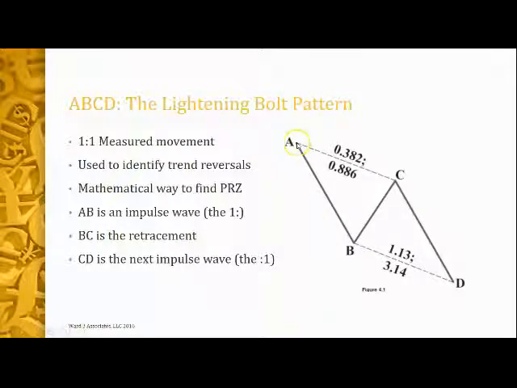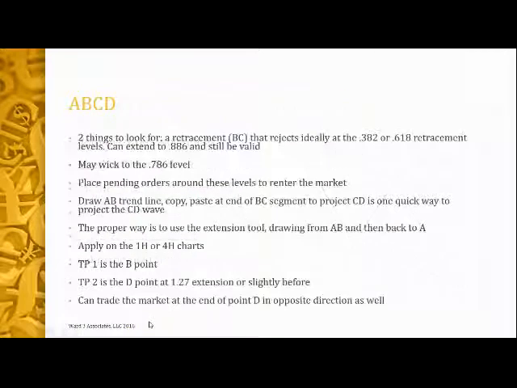So what you would do is, to find this extension, fib here, extension to here, and then back to A. What's going to happen is it's going to give you some extension levels, and we'll go over this on the chart. We look for harmonic patterns and apply the harmonics on the 1 and the 4 hour charts, guys. Okay.